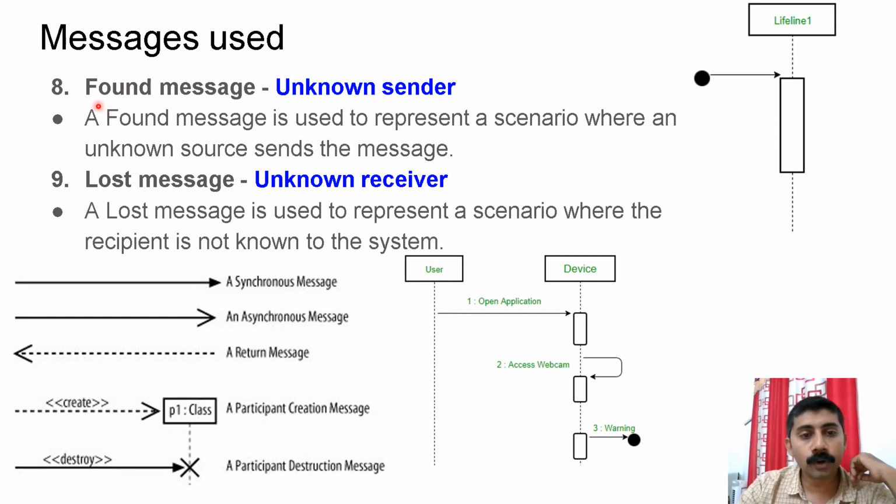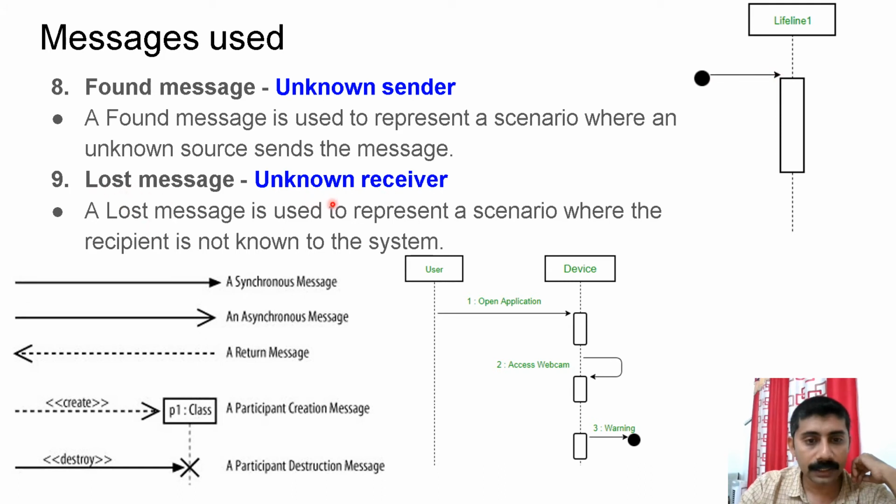Next type is found message or unknown sender. Found messages are from the unknown sender. A found message is used to represent a scenario where an unknown source sends the message. So this is the unknown part. It is represented with the black circle and the arrow. So the message is originated from the unknown source. So this is found message.